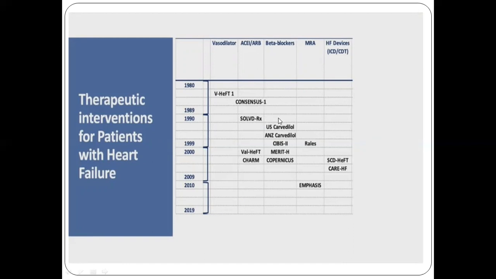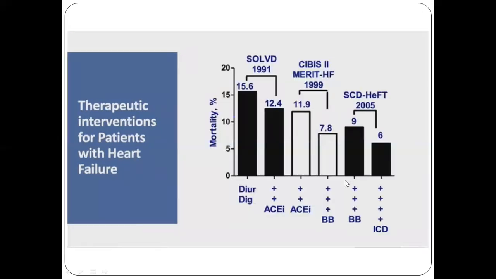Then beta blockers were included through these trials. Later on, mineralocorticoid receptor antagonists came up around 1999 and again 2010, and then heart failure devices were there. Till around 2014, ARNIs were not ever included in heart failure treatment. All these trials show that the addition of each drug has shown a decrease in mortality, because all these drugs have been found to have mortality benefits.